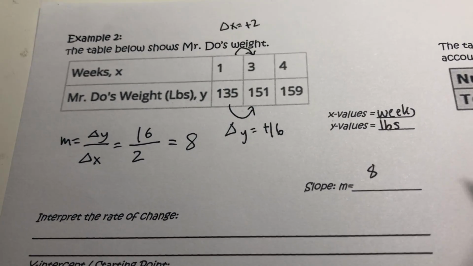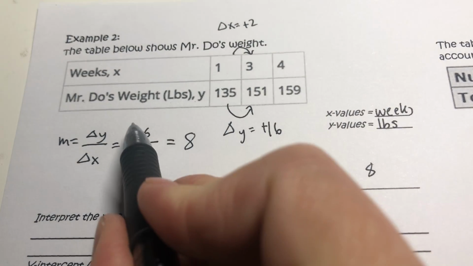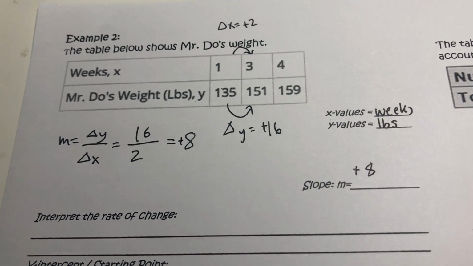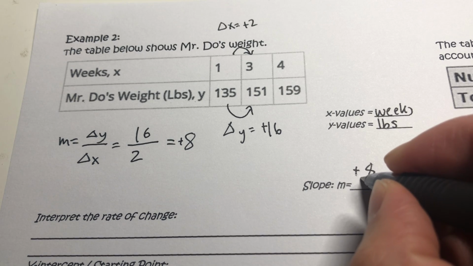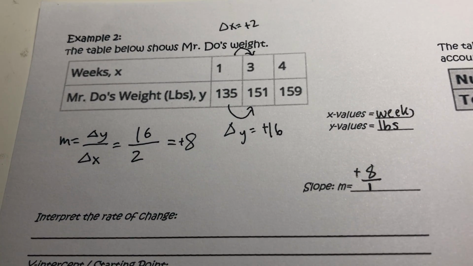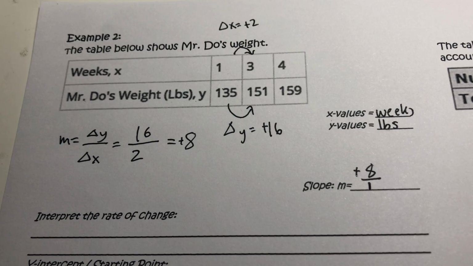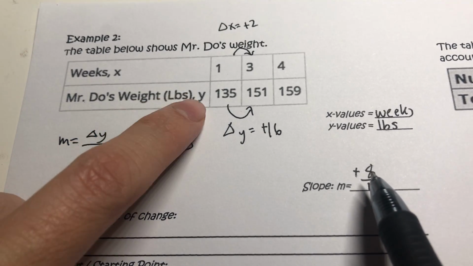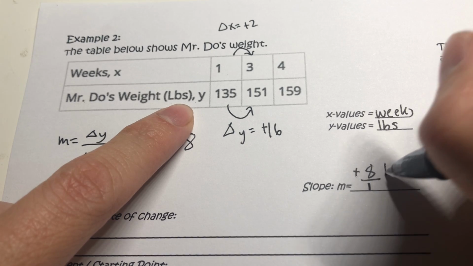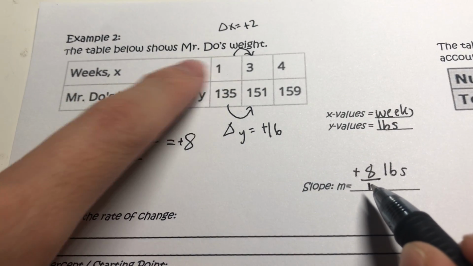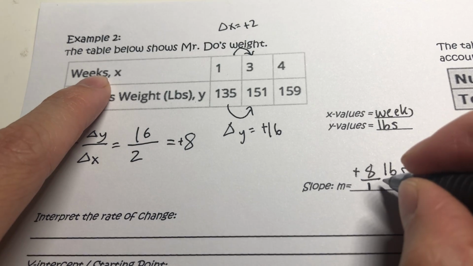So is this positive or negative? I'm going to write this as positive, right? Because both these numbers are positive. Positive 8, I'm going to put it over 1. 8 over 1, what does this mean in the context of our situation? Remember, 8 is your change in Y. Y was pounds. This is going to be 8 pounds. The bottom is delta X, which is in weeks. So this is going to be 1 week.